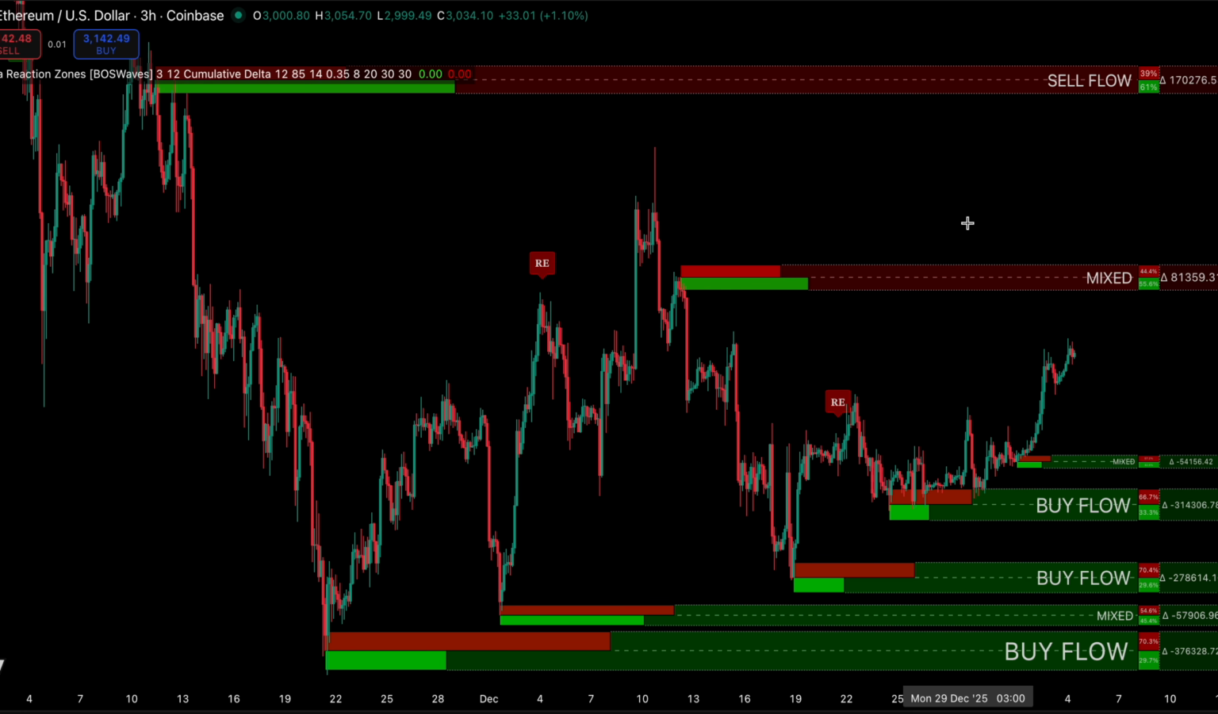Delta measures that aggression. It tracks whether buyers or sellers were the ones forcing trades through the books. When Delta expands, someone is committing size. When it stalls or reverses, that commitment is changing. This indicator builds zones from confirmed Delta turning points, not from arbitrary price levels. Those turning points mark where aggressive flow peaked, stalled, or flipped, which is why price often reacts when it returns there.